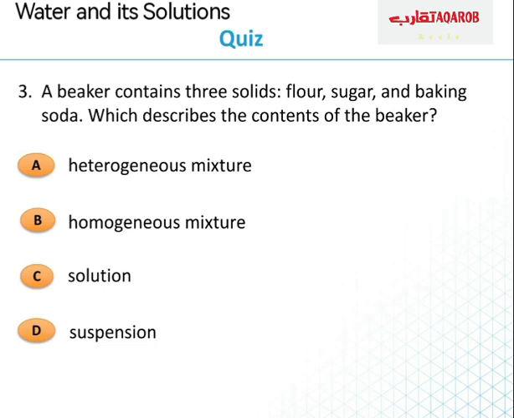Let's check question number 3. A beaker contains 3 solids, flour, sugar, and baking soda. Which describes the content of the beaker? Heterogeneous mixture, homogeneous mixture, solution, or suspension? Homo, hetero, what do you think? It's heterogeneous. That's amazing.